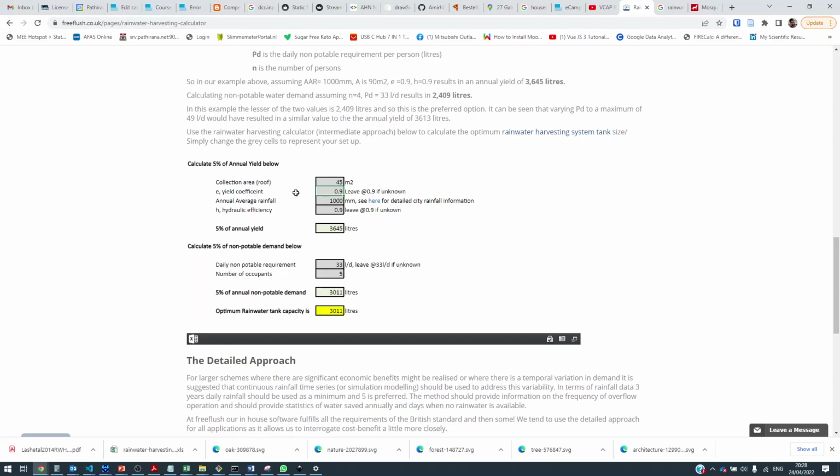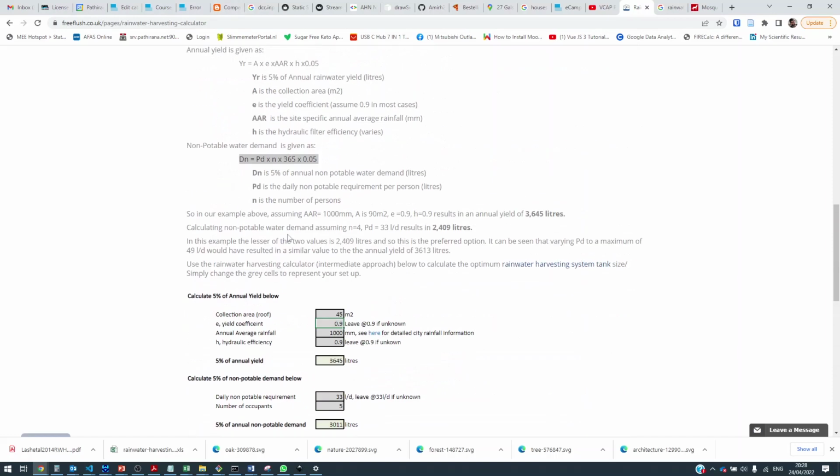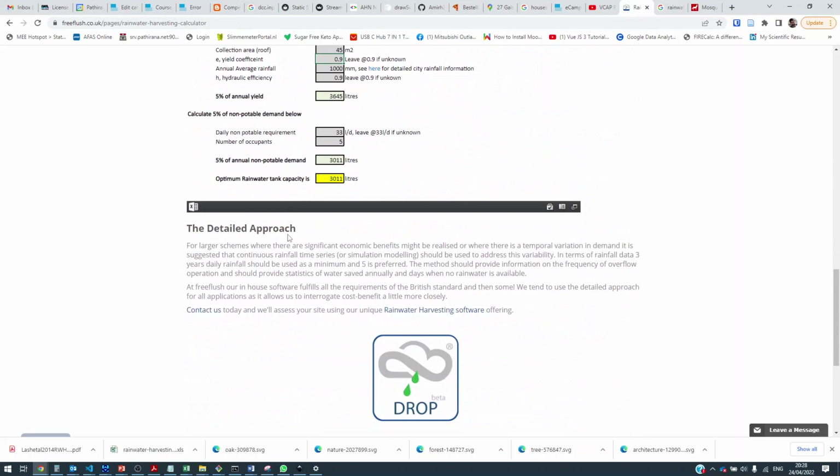Now, the British standard also provides a detailed approach. That is, if you really want to get the hang of it, it's because rainfall varies year over year as well as within the year. Depending on the climatology, in certain parts you get rainfall very much concentrated in several months of the year. Then this kind of simplified calculation will not give you accurate enough figures.